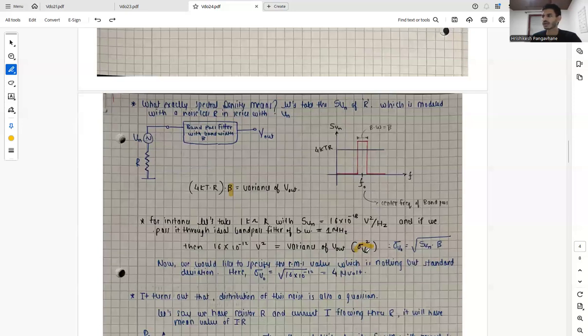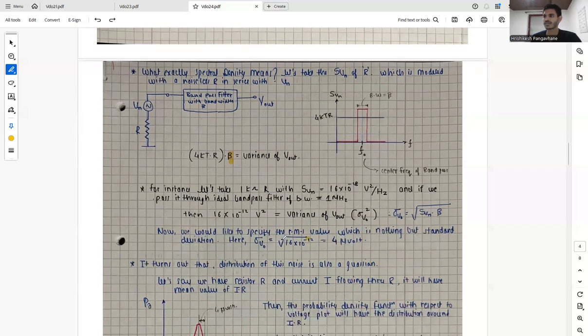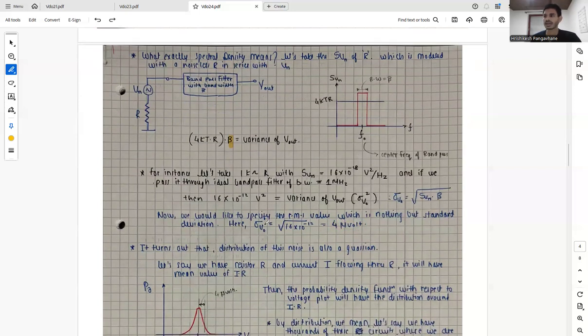And by taking the root of our variance, we get the RMS value, which is nothing but the standard deviation. When we take the root of it, we get 4 microvolts as our standard deviation due to noise. And it turns out that the distribution of this noise is also Gaussian.